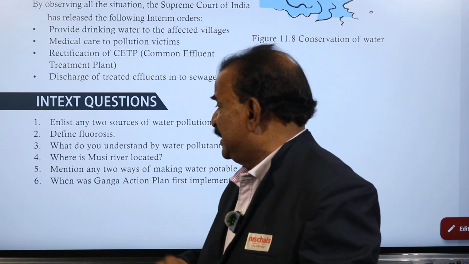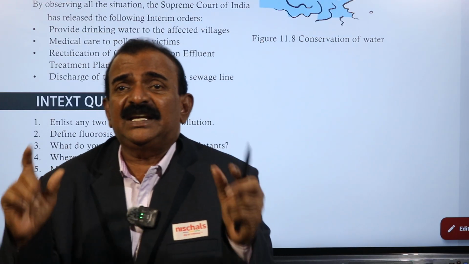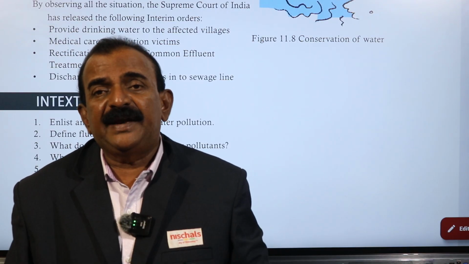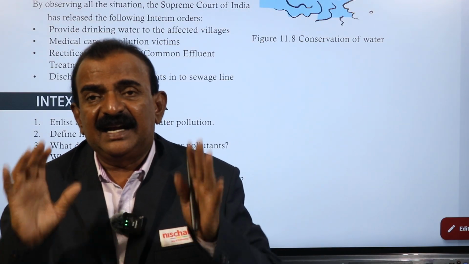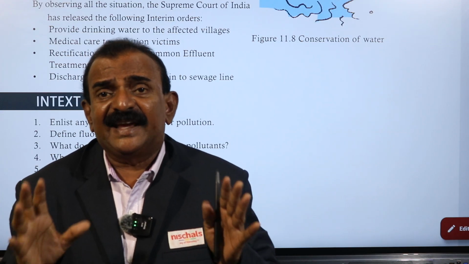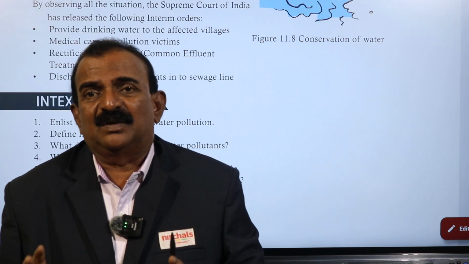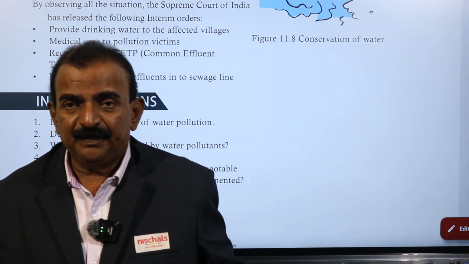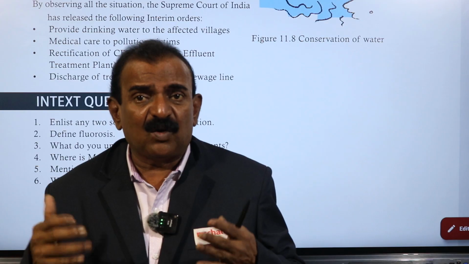Next, where is the Musi river located? Musi is a river, and once upon a time, in previous days, that river was used for irrigation. The water present in the Musi river was useful for irrigation purposes, and also it was potable water, and people used to drink the water.